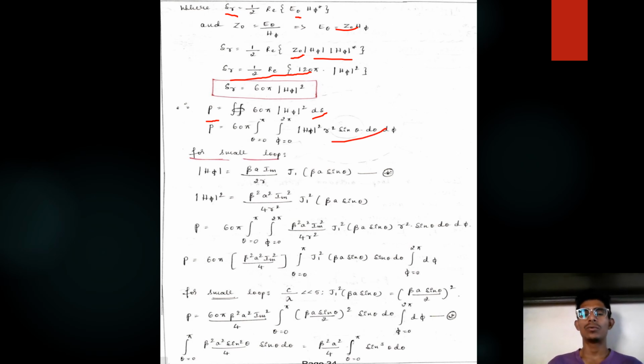Theta will always represent the angle from 0 to pi, and phi always represents the angle from 0 to 2 pi. These are the limits, a limit representation. And the integral is of H phi whole squared, r squared sin theta d theta d phi.